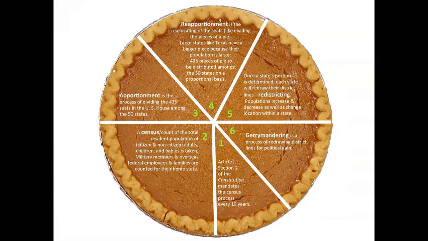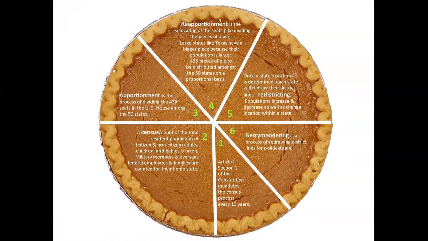Reallocating the seats between, you know, members. And then number five, once the state population is determined, each state redraws those lines. And that's where the gerrymandering, the process of redrawing districts, occurs.